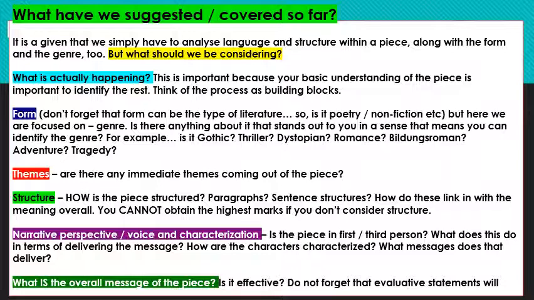Once you've done that, what you can then do is move on to the form. Now, don't forget, form in the context of paper 1 can mean the type of literature. So is the form of the literature poetry? Is it non-fiction? Is it from a graphic novel? Is it prose? But because we know we're already looking at prose, what I'm talking about here in terms of form is looking at the genre.